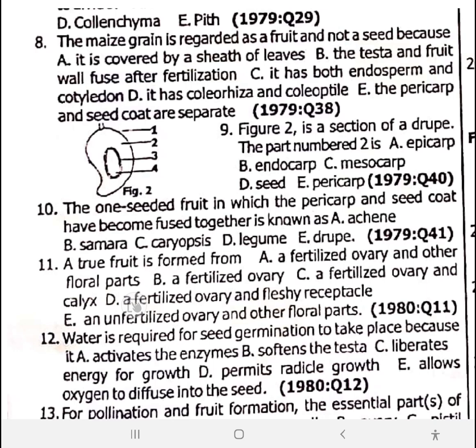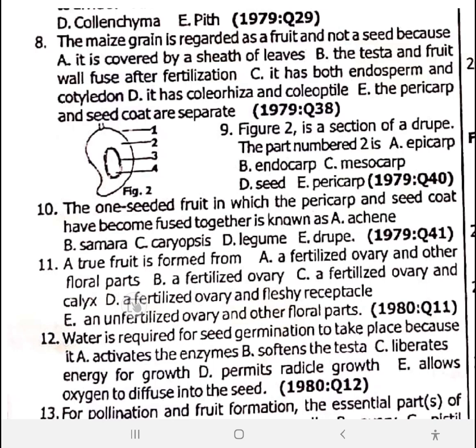I'd also want us to jot some more points down. Fruits developing from a whole inflorescence are also known as false fruits. Whole inflorescence. How do you spell inflorescence? I-N-F-L-O-R-E-S-C-E-N-C-E. An example of a false fruit is pineapple.